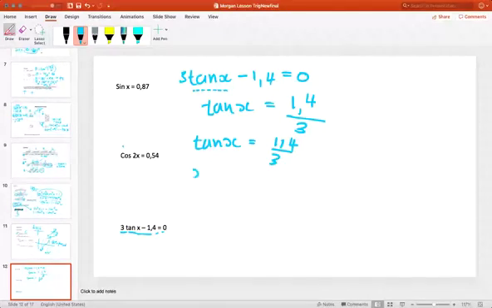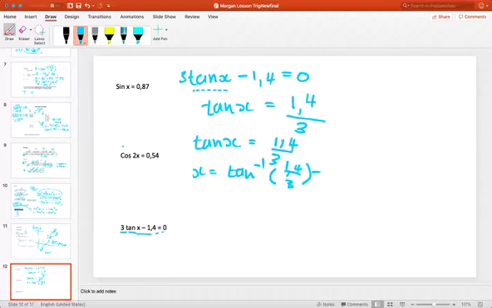Now what we need to do is solve for x. So we say tan to the minus 1 of 1.4 over 3. And how we do that is we press shift on the calculator, then you press tan, and then your fraction button, 1.4 over 3. And remember to close the bracket, and we land up with 25.02 degrees. And that is our reference angle.